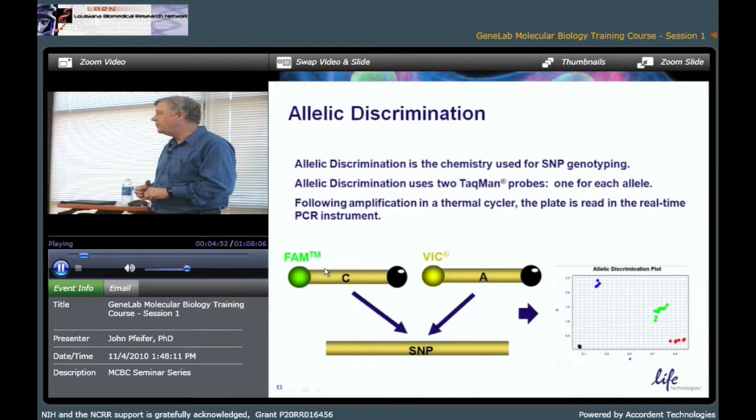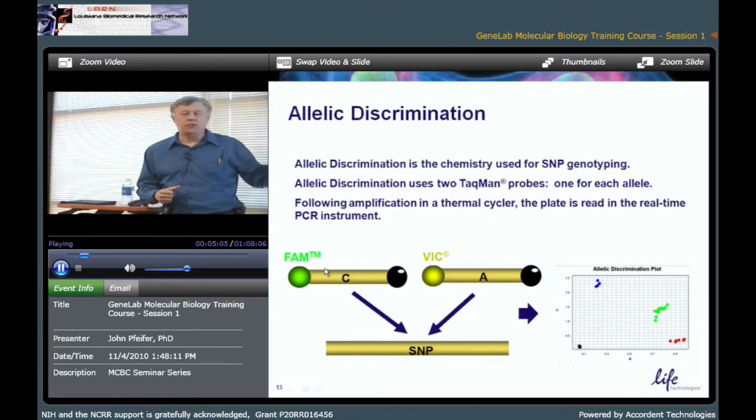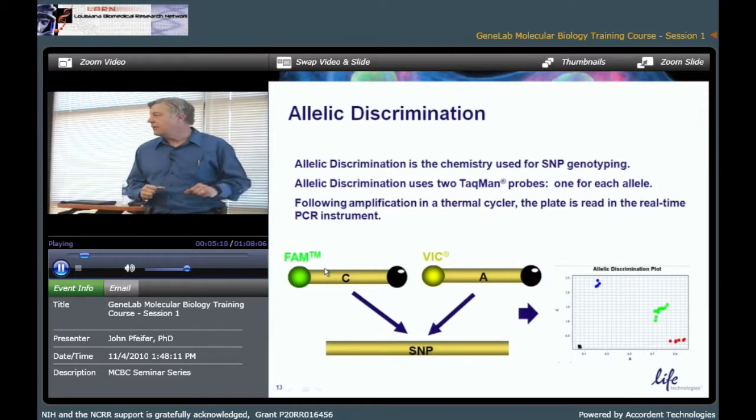Now, the chemistry that we use for SNP genotyping in real time is called allelic discrimination. And it's very similar to when we use what's called a TaqMan probe to do quantification. But the difference is, instead of one TaqMan probe, which I'll go into more detail later, we use two, one for each allele. So if the allele that matches the probe is present in your sample, that probe is cleaved, you get signal. If that allele is not present in that particular sample, the probe then doesn't get cleaved and you don't get signal. So the software then merely has to plot the data as a 2D cluster plot.